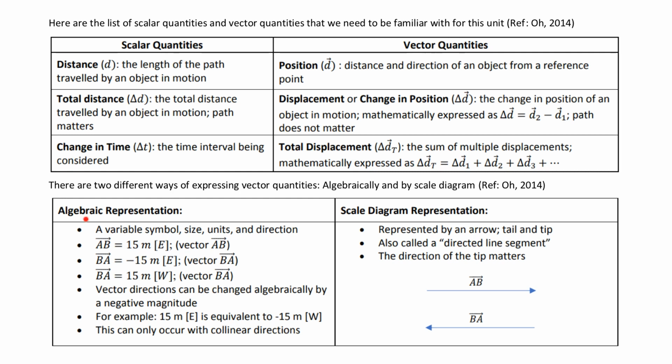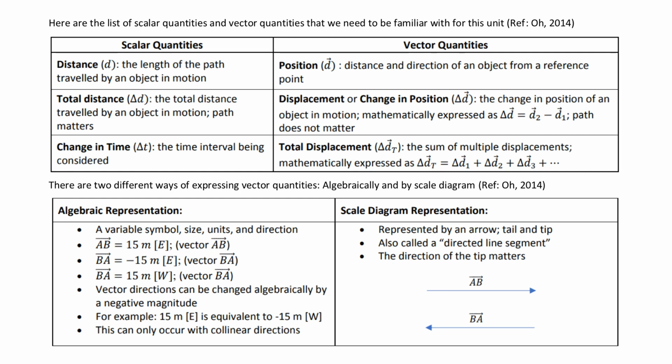And for the algebraic representation of vectors, we can use different methods. So we use a variable, symbol, size, unit, and direction. So this is vector AB. If you have one position A and one position B, we show vector AB in this direction. Let's say this is 15 meters, meaning the size of this is 15, and it's in the east direction.